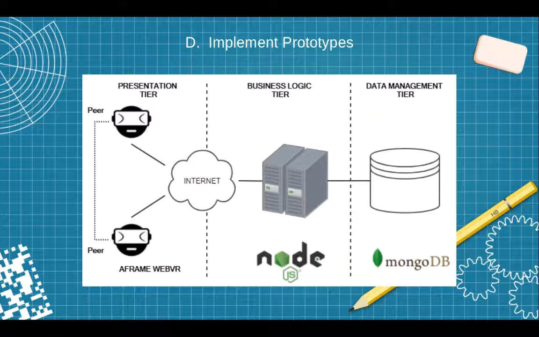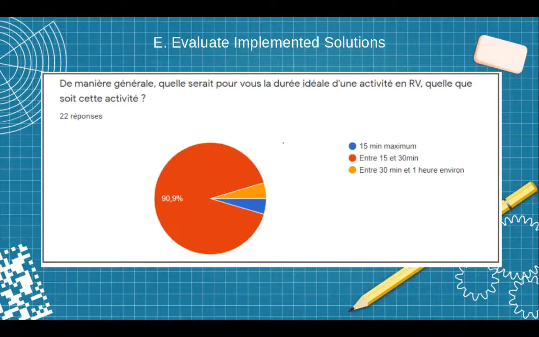And this is the illustration of the hardware, software layers we have. So we use A-frame, the A-frame library to display 3D graphics mainly. And this is rather powerful. And for the evaluation of the prototypes, we had some Google Forms we use.